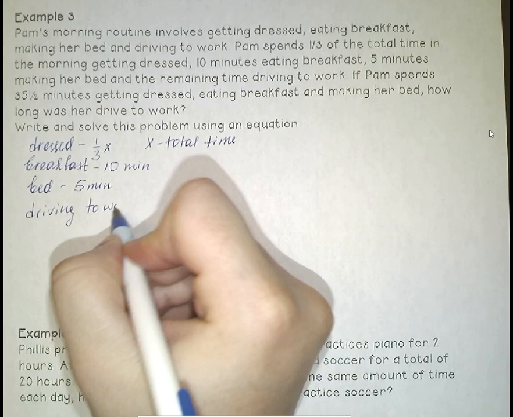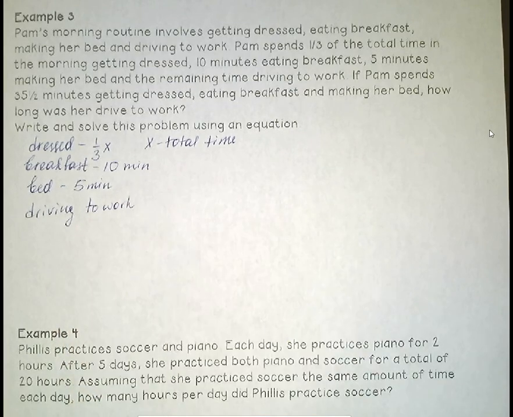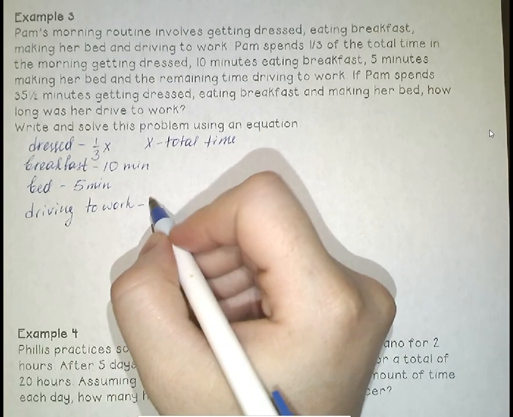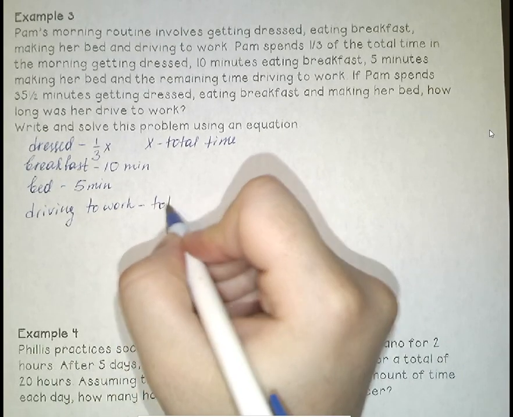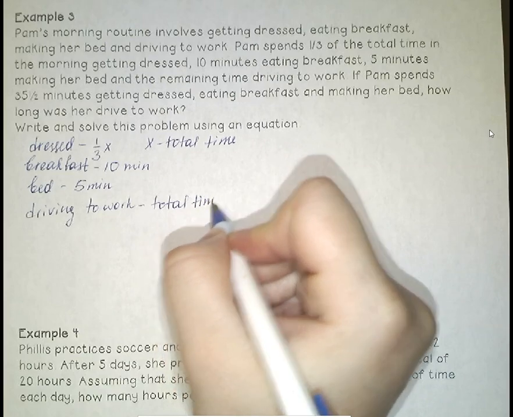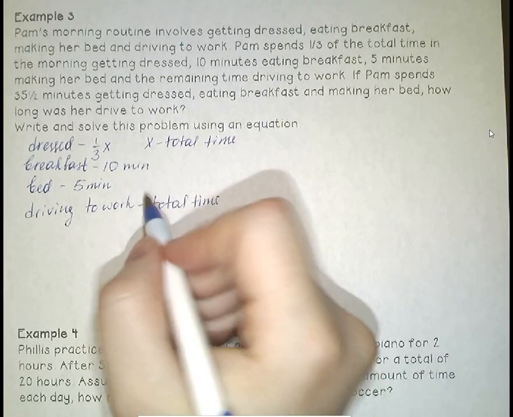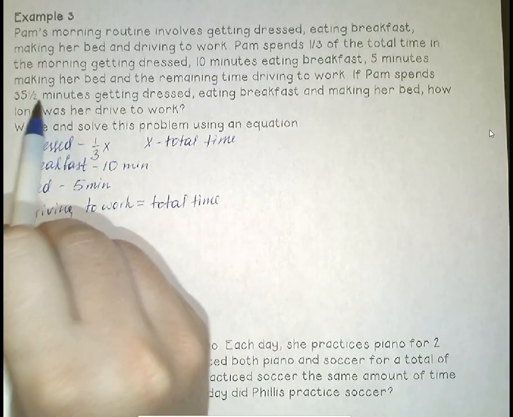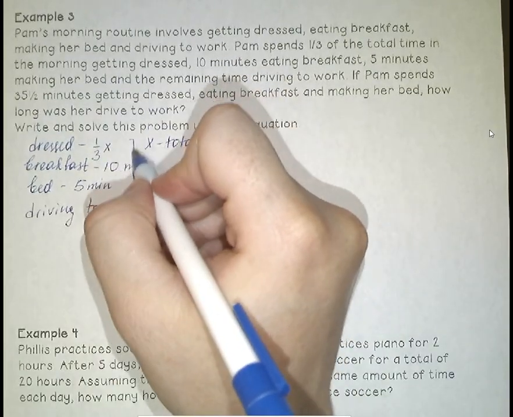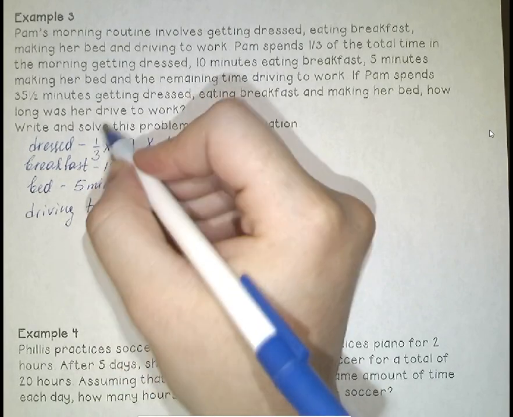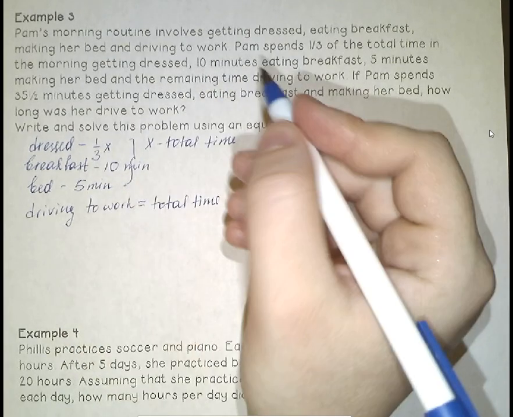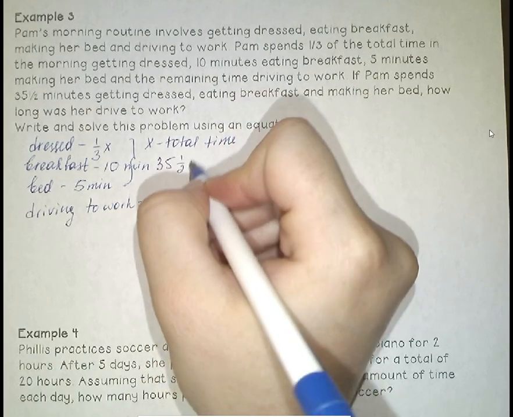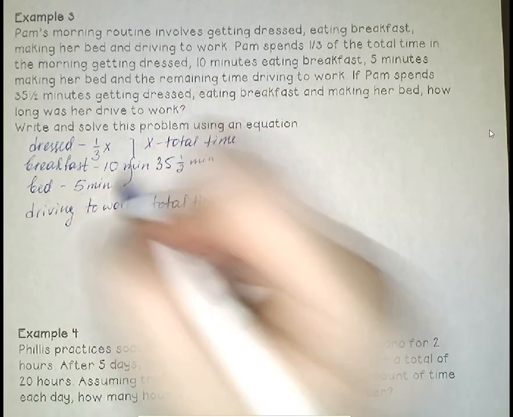Driving to work. That we don't know yet. We have no idea, but we can say that we can find that out by subtracting total time and I'll say equals 35.5 minutes, because 35.5 minutes is how long it takes her for these three activities: getting dressed, eating breakfast, and making her bed. So that is 35.5 minutes for all three of these.